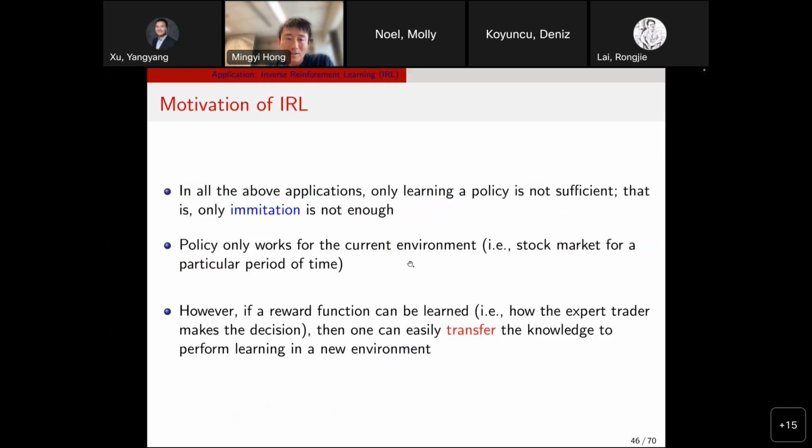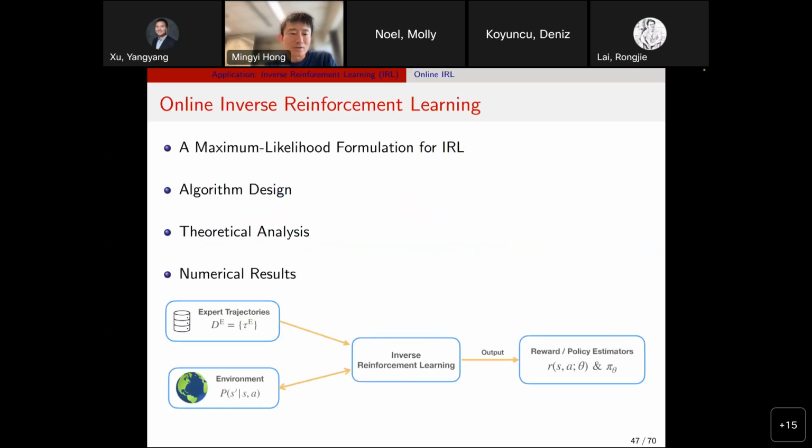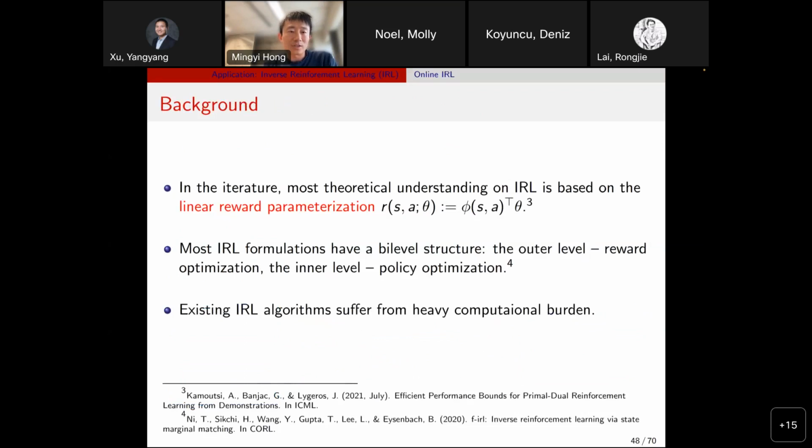Because the policy only works for the current environment, like the stock market for a particular period of time, it's important to learn the reward function itself, so that we can easily transfer the knowledge to perform learning in a new environment. That's the key for this. Therefore, we need to learn the reward, not just imitate the policy.